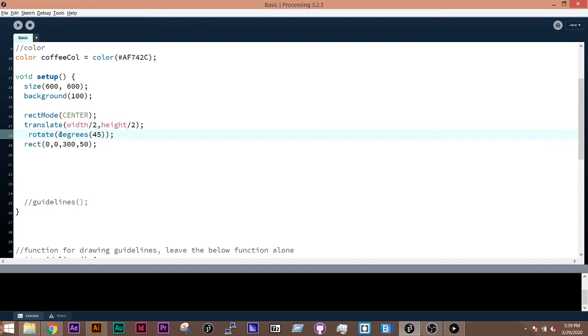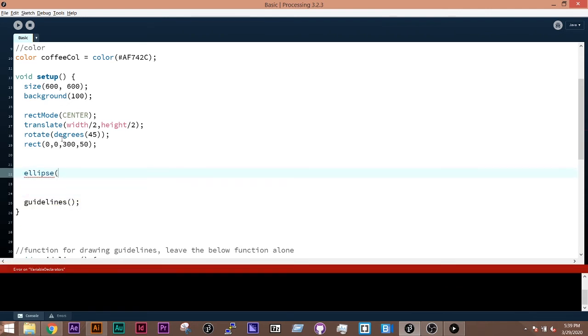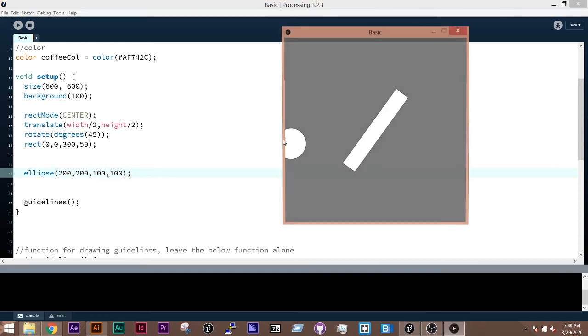Now, if I wanted to draw another shape afterwards, say I wanted to draw my ellipse, and I'm going to turn my guidelines back on at 200, 200 with a scale of 100, 100. Now you can see this has reset my entire guidelines. So 200, 200 is here rather than being at this point.